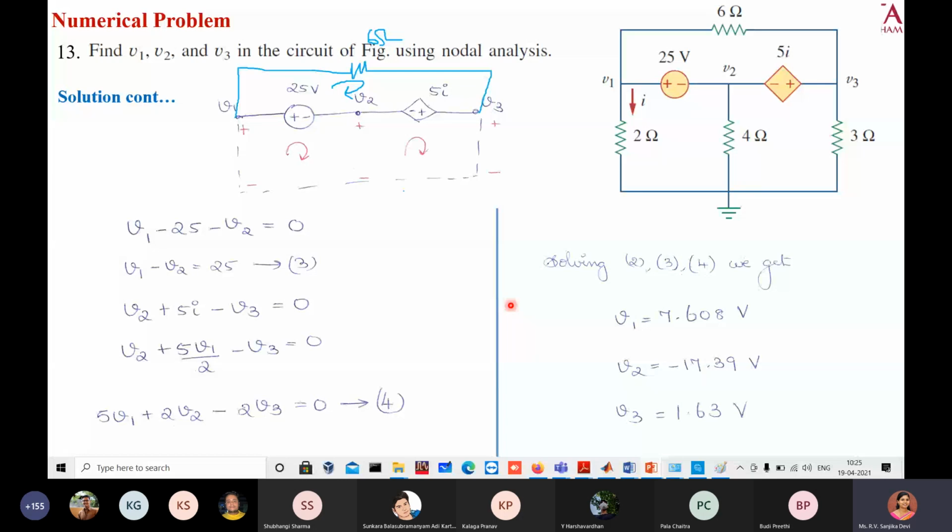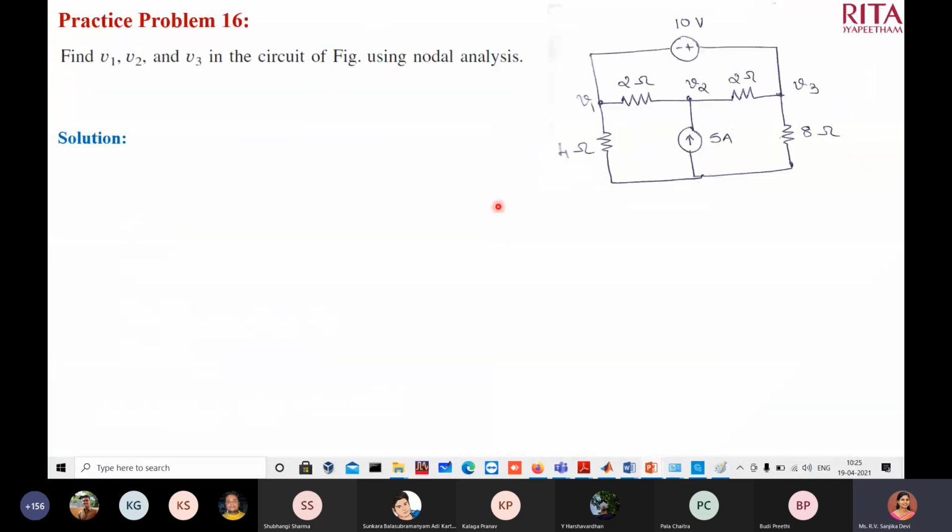So the assignment sheet is already given and that has got plenty of numericals on nodal analysis. So please try to solve that, and if you have any doubts, we will discuss in one of the afternoon classes. Okay, maybe in an extra hour, we will discuss the assignment numericals if you have any doubts. Okay. So along with this numerical problem, in the same PPT, I have given 2 more practice problems. Okay. Practice problem 15 and 16.